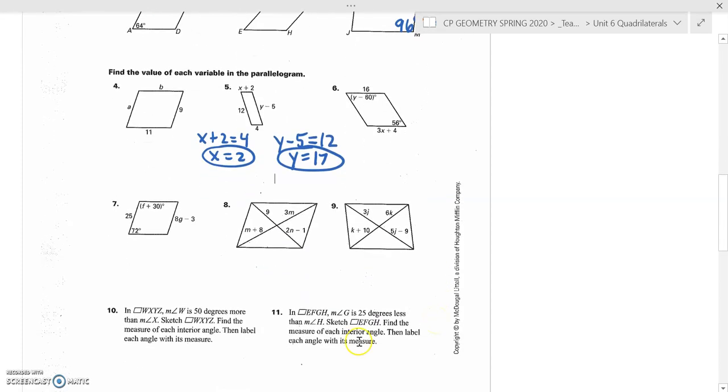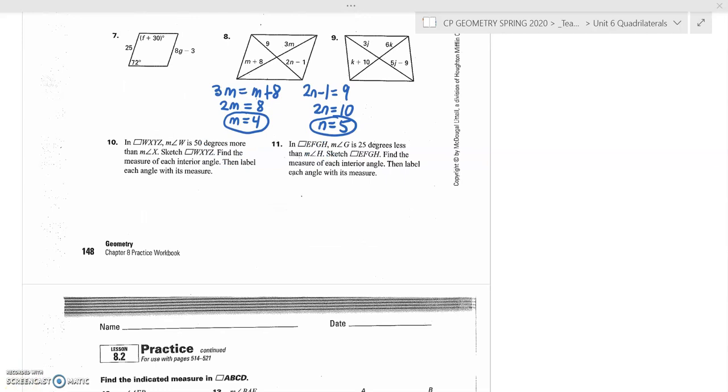I'm going to pause the video and have you guys work out number 8. Make sure you show your work. If an equation is involved, we'll come right back. Okay, we're back. Hopefully you got the same answers that I did for number 8. M equals 4 and N equals 5. And you can see my work right there. Okay, and again, that comes from diagonals bisecting each other. Okay, so now let's take a look at number 11.